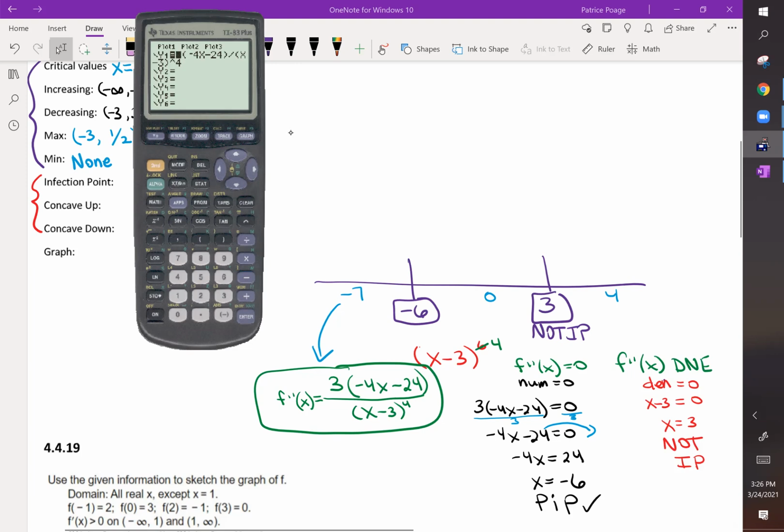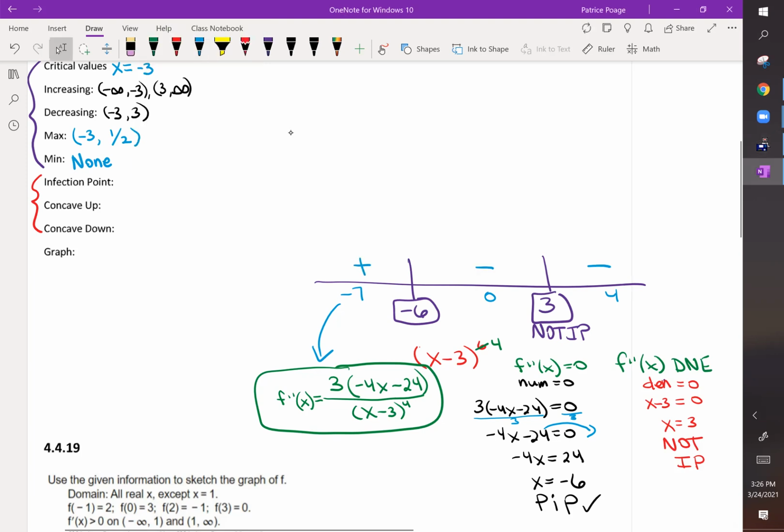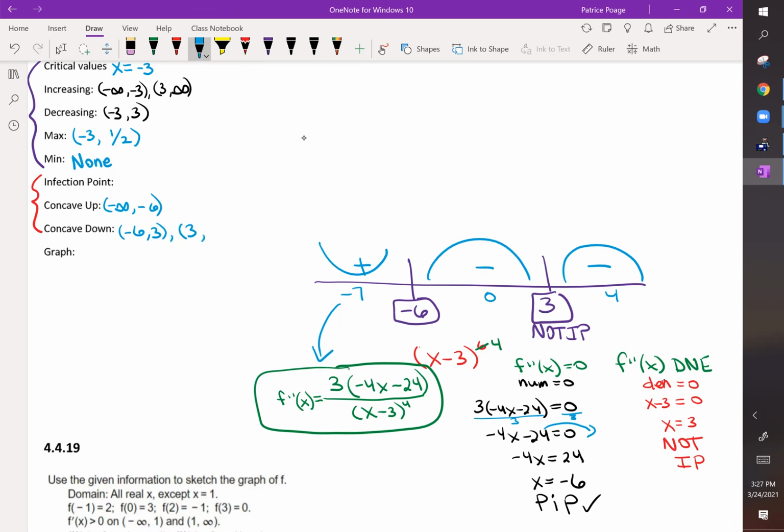Positive, negative, negative. This is second derivative, so it's concave up, concave down, concave down. And so for concave up, that happens from -infinity to -6. Concave down, that goes from -6 to 3, and then again from 3 to infinity. So you can't do -6 to infinity because it can't go concave down through a vertical asymptote.